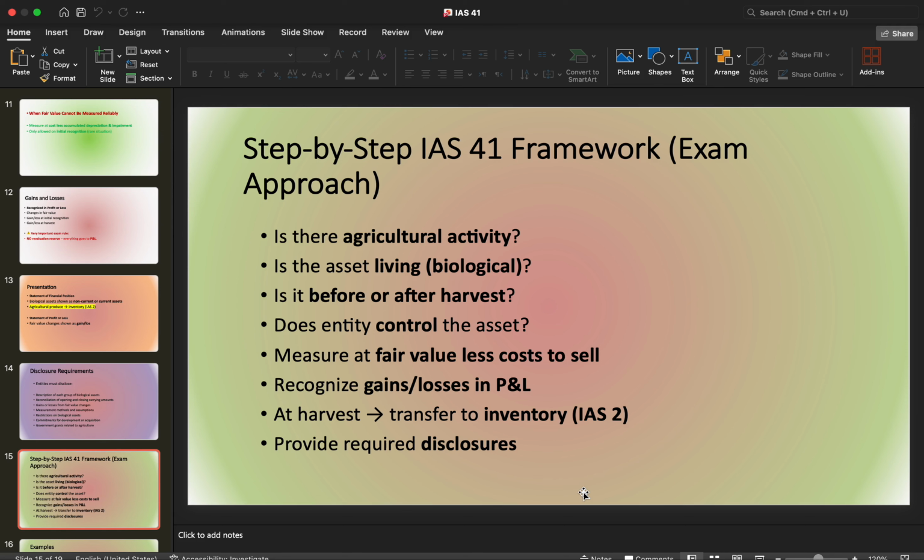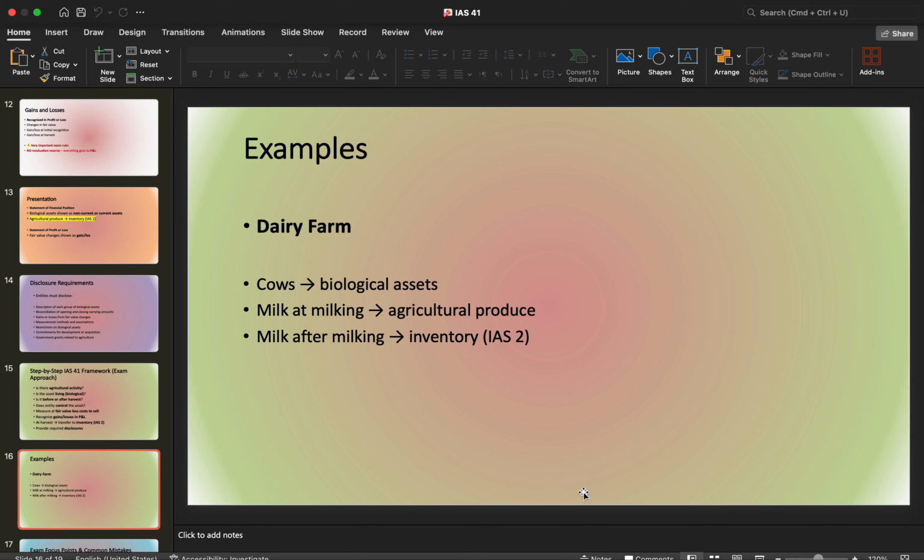It's step by step framework. Is there any agricultural activity? Is the asset living, like is it biological or not? Is it before or after the harvest? Because before harvest we are going to use IAS 41, and after the harvest we are not going to use IAS 41 on them. Does entity control the asset? Measure at fair value less cost to sell. Recognize any gains or losses in profit and loss statement. At harvest, transfer to inventory, IAS 2. Provide required disclosures.